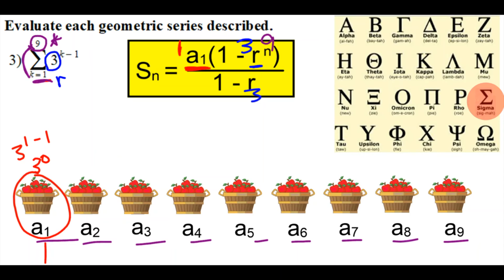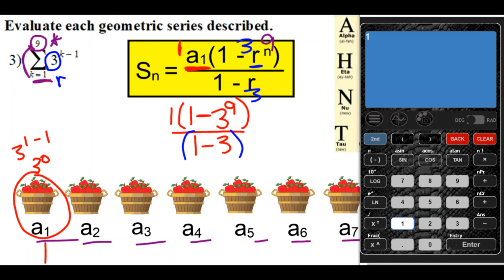A1 was 1. So let's look at the formula here. A1 was 1 times 1 minus R was 3 to the 9th power, close parentheses, over 1 minus R was 3. Now, we're going to type that into a calculator, but be careful. When you type it in, you probably need parentheses there. Otherwise, you will not get the right answer.